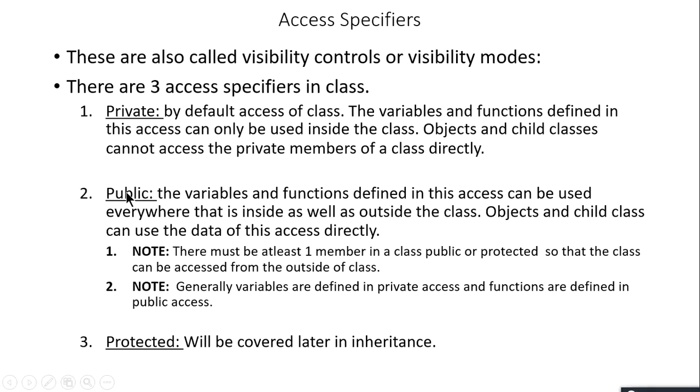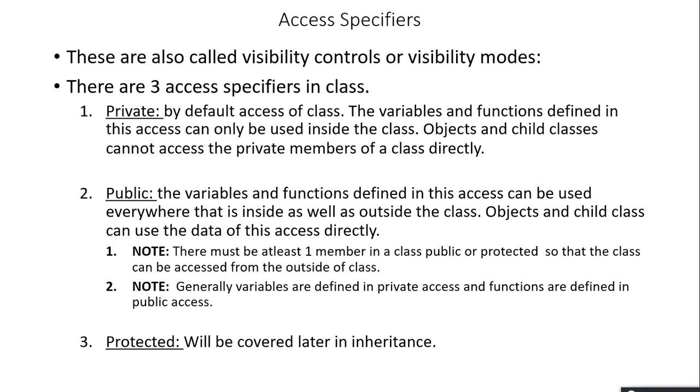Okay, public, there must be at least one function or one variable inside the public access so that a class becomes accessible. Otherwise, just creating all the members private will be of no use, because the private data cannot be used outside the class. So public members can be used outside the class. Objects and child classes can use the data of this access directly. And you must make two things in general. You must remember these two things and write a program based on that.